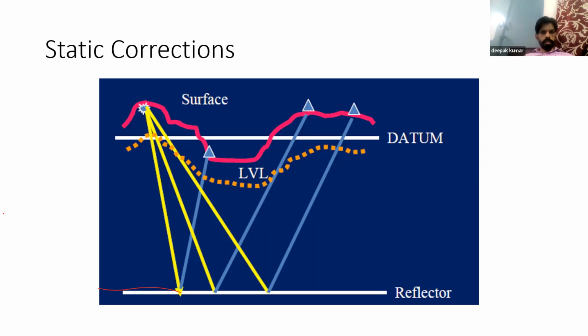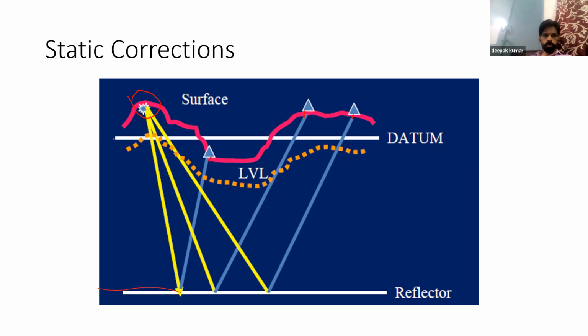So as you can see here, this is my surface. This is the shot, and one geophone is here, one geophone is here, one geophone is here. So what happens is the time of acquisition, or the time of receiving of the traces, will be different for these geophones. That will create a problem during the processing of the seismic data, and we will get a very wrong stack section, because NMO (normal moveout) corrections and everything will be erroneous.